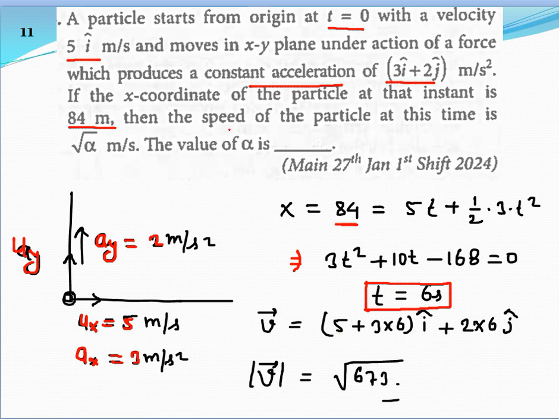Now we have to find out the speed of the particle at this instant. Speed means the magnitude of velocity. So the x direction velocity is ux plus ax into t, and in y direction uy plus ay into t, because uy is 0, so we get 23 i cap plus 12 j cap. Taking the resultant, we get the square root of 673. So the answer is root 673.